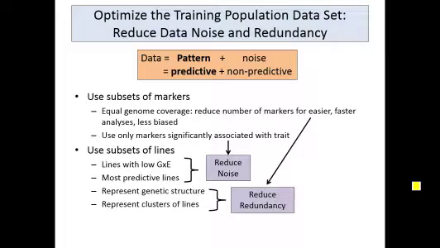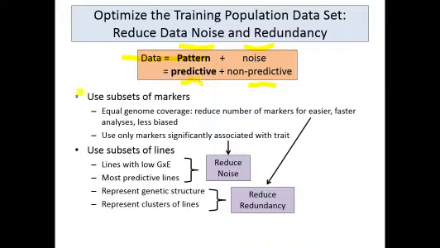Now there are also ways you can try to optimize your training population. The rule of thumb is more markers and more lines, the better off you are. But that's not always true. So you like to look at your data and see if you can reduce the noise in the data and the redundancy. In all data sets, doesn't matter what it is, your data can be broken down into two parts: pattern, which is useful for predicting the future, and noise, which is just experimental error, any type of data that does not lead to improved predictions. So basically your pattern is data that leads to predictions, and the noise is really the non-predictive components of the data.